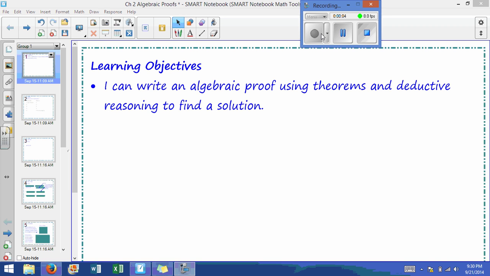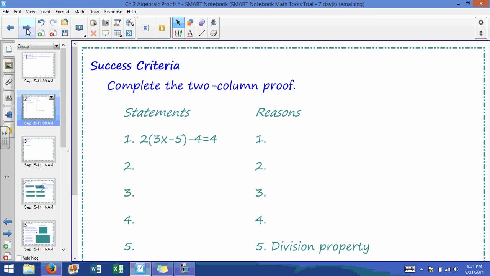Today our learning objective is to be able to write an algebraic proof using theorems and deductive reasoning to find a solution. So within this, as you can see, we're going to talk about some algebra. So we'll have a little bit of Algebra 1 review, but we'll also be talking about theorems and deductive reasoning. And what that really gets at is proofs. And this is the heart of geometry right here. So by the end of the lesson, hopefully you are able to complete this two-column proof.